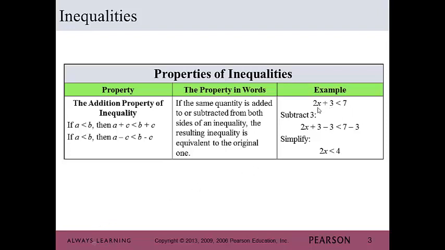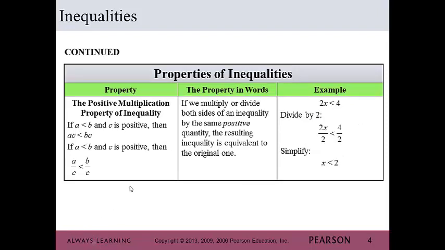Here's an example. We have 2x plus 3 is less than 7. When we're solving for x, the first thing we're going to move is the plus 3, and we're going to move it by subtracting 3. And we will end up with 2x is less than 4.